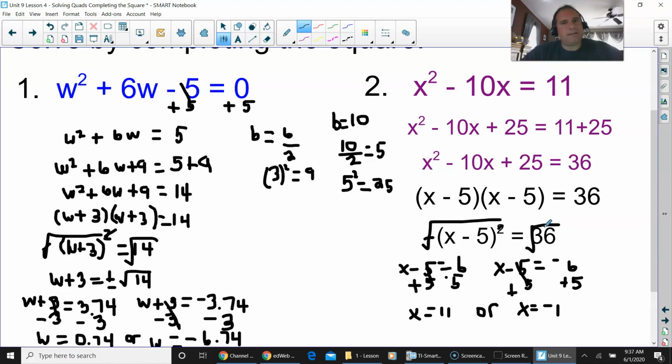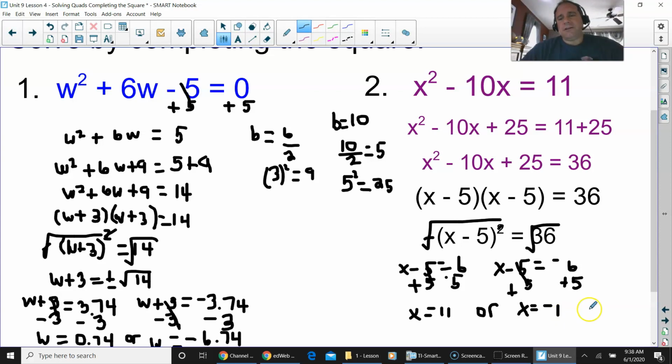Remember, you have to have that positive and negative. So what happens on this side is that you add 5, you have x equals 11, and then you add 5 on this side also, but it's negative 6 plus 5, and that's negative 1. So those are your roots. That's how you do number 2.